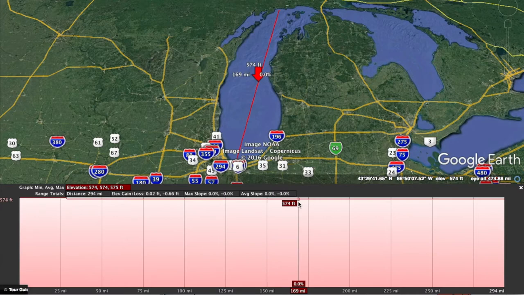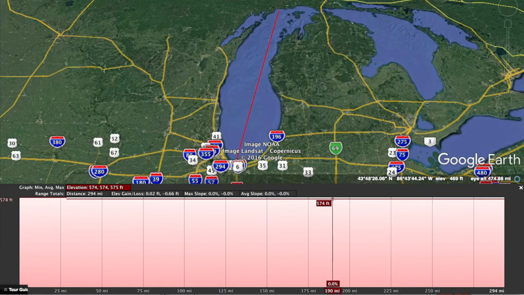There's 3 properties of liquids. They have mass, they take up space, and they always take the shape of their container. And so Lake Michigan from north to south is 574 feet above sea level.